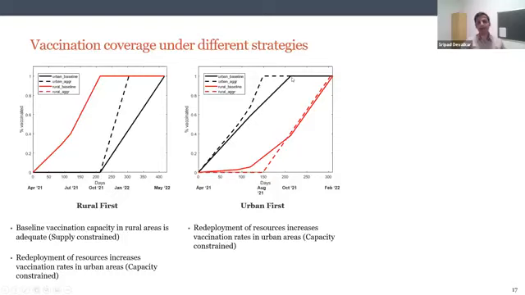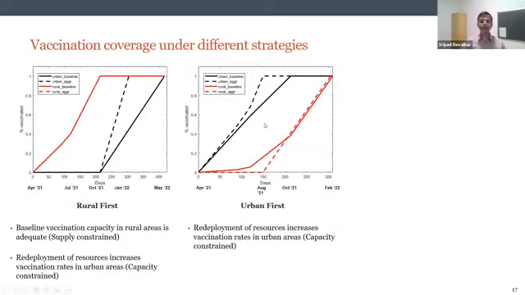And after that, given that all urban population has been vaccinated, all of the supply can be allocated to rural areas and all the supply can be used to vaccinate rural areas. And that goes on till February of 2022.